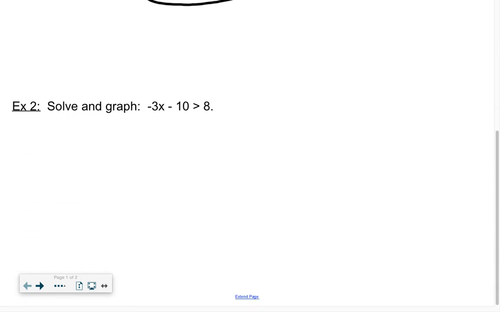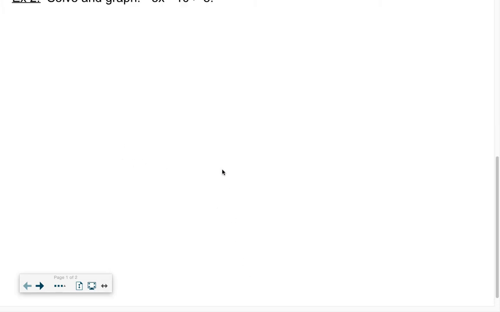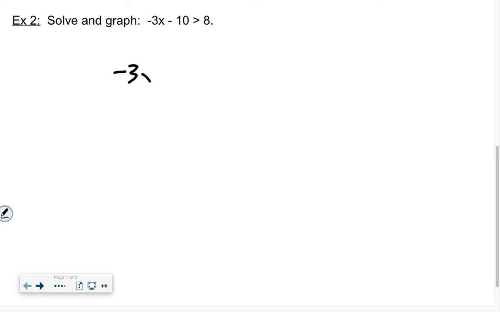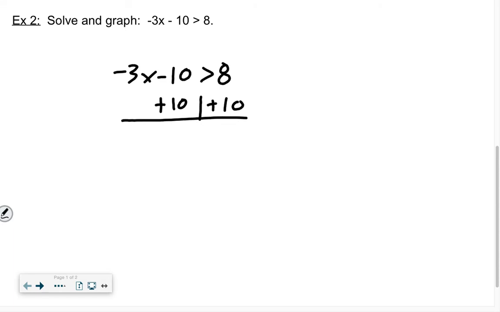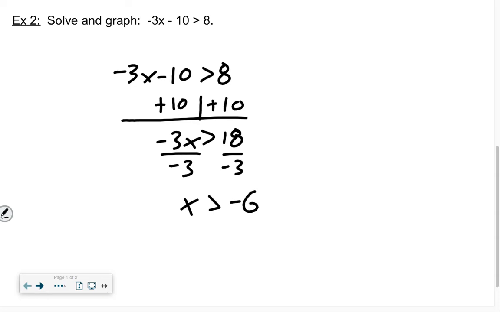Example number 2, we have negative 3x minus 10 is greater than 8. So again, we locate the x variable. It's on the left-hand side. We need to get rid of the negative 3 as well as the minus 10. We get rid of the minus 10 first, so we need to add 10 to both sides. So we have negative 3x is greater than 18. Divide by negative 3. And again, x is greater than negative 6.